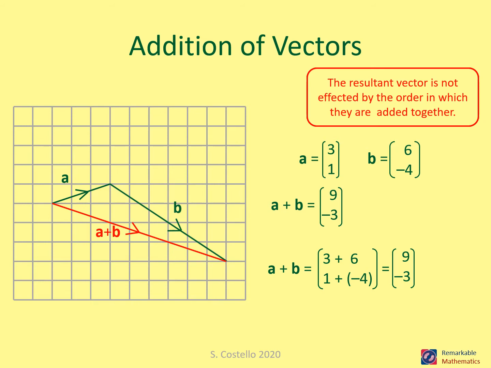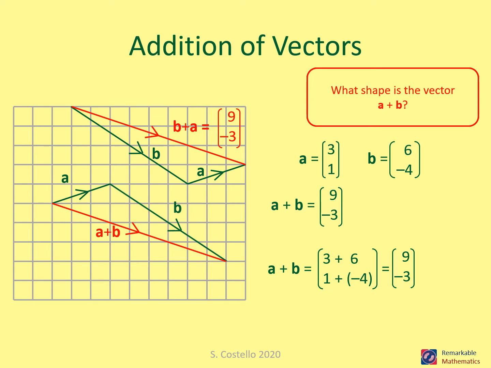The resultant vector is not affected by the order in which they're added together. So if we did vector B plus vector A, if we look at the resultant vector there, A plus B is still (9, -3).